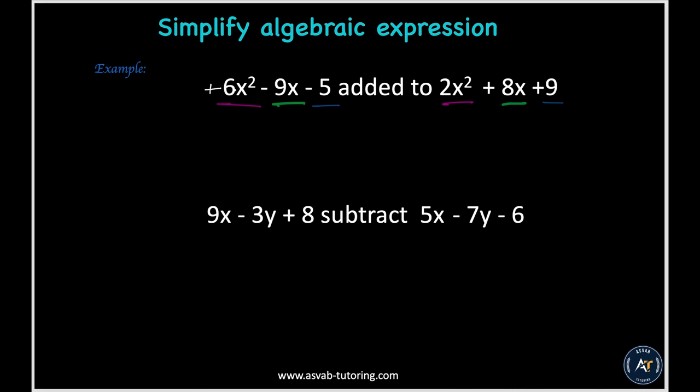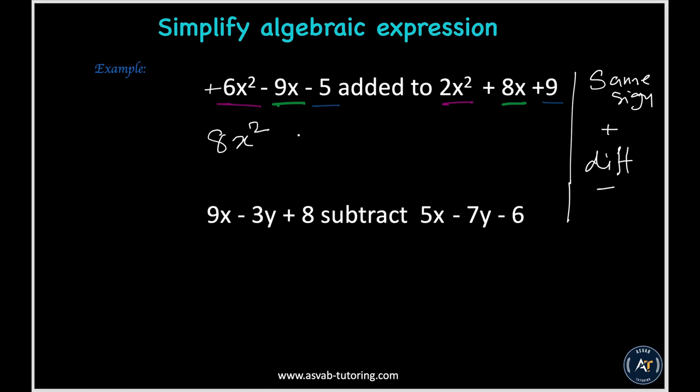So 6x squared and 2x squared both have the same sign, so you need to combine them. Same sign add. Let me just write a side note here. You could remember: same sign add, different sign subtract, and keep the big number's sign. That is very important. So 6 plus 2 is 8x squared. Right, these are like terms.